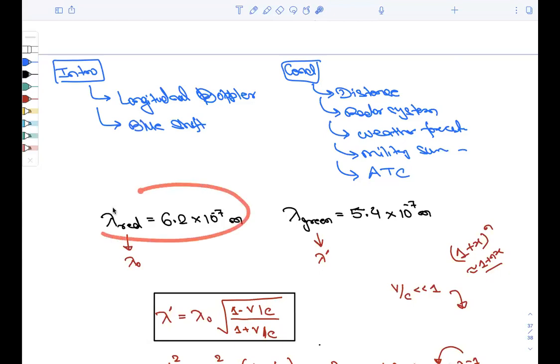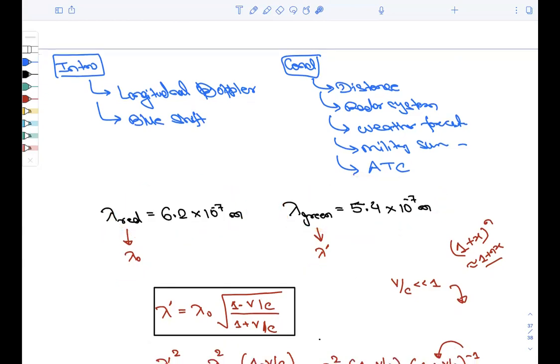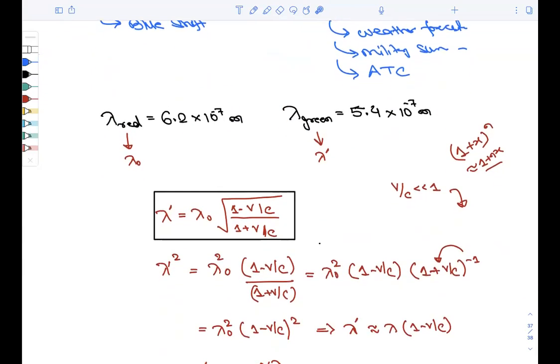Instead of red, we are seeing the green. So green will be lambda dash and red will be lambda naught. We know the formula. If it is approaching the source, we can write that lambda dash equals lambda naught times the square root of (1 minus v/c) upon (1 plus v/c). Here we need to understand that the speed of the motorcycle will be much lesser than the speed of light, that is v/c is less than 1. So we can use the binomial approximation.